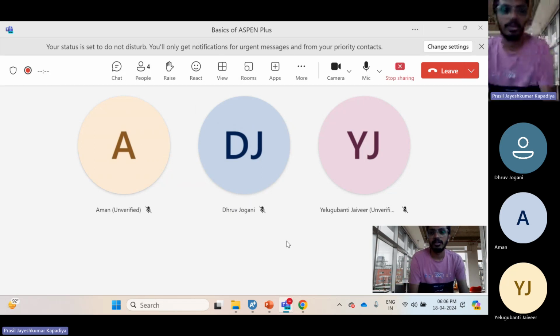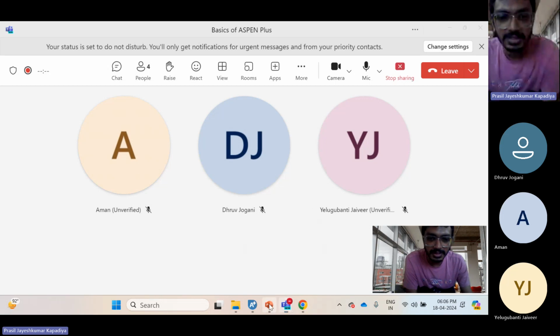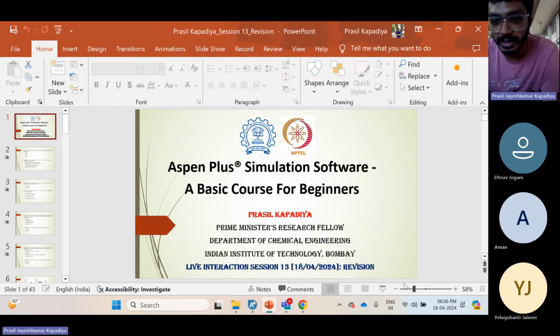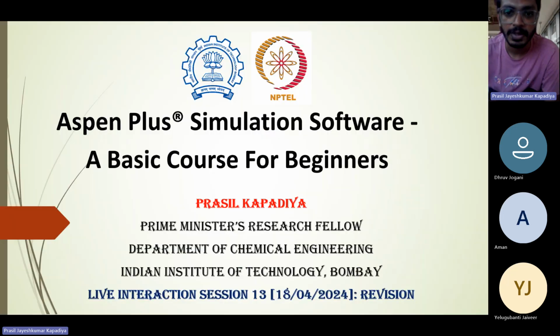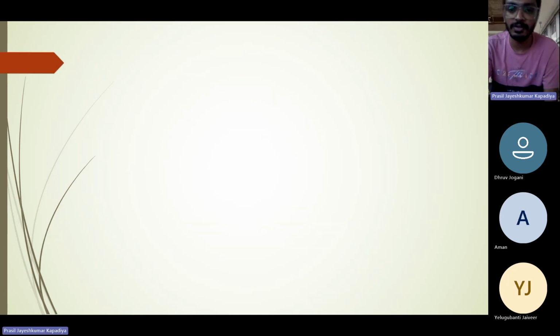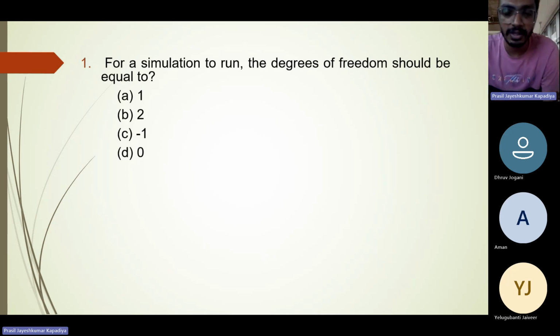So in today's session, I have prepared around 80 small multiple choice questions. Let's try and discuss them. Some of the questions we have already discussed during my sessions, and many of the questions are new. Let's start with zero. We'll discuss answers and methods. Okay, so this is the first question.